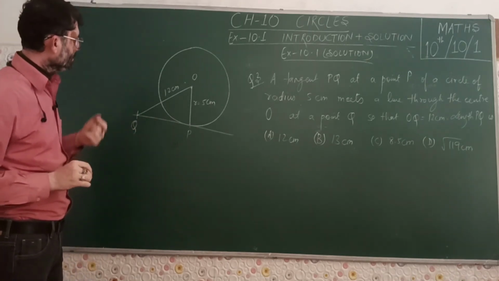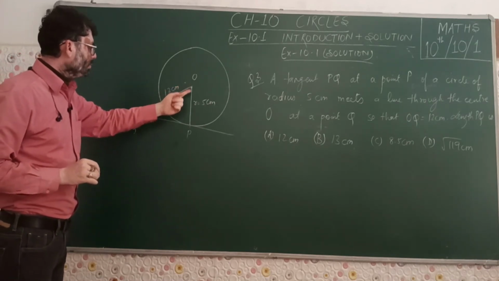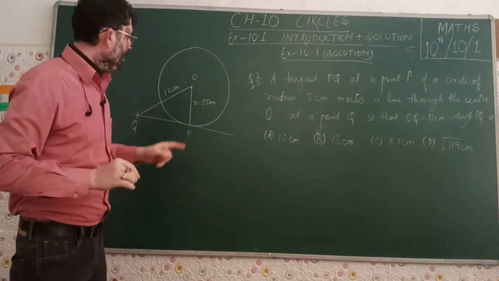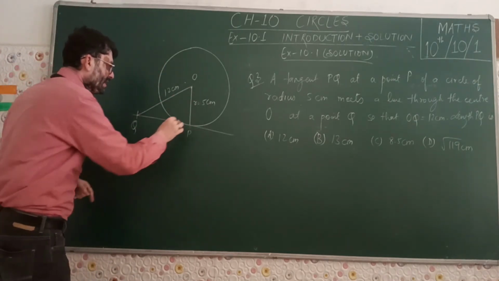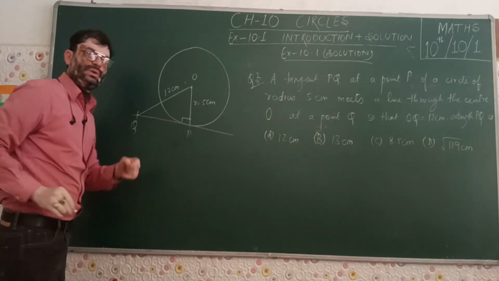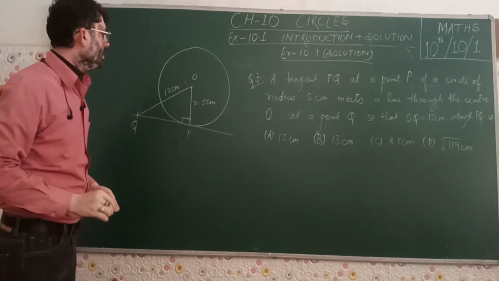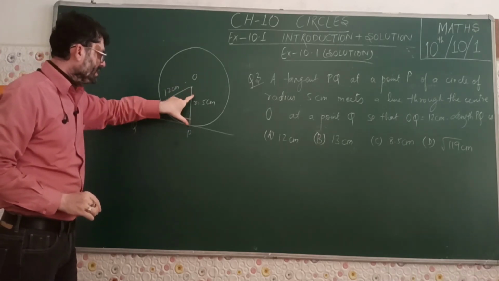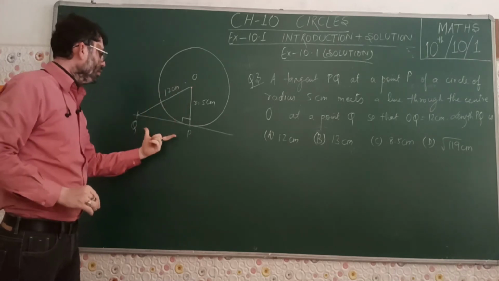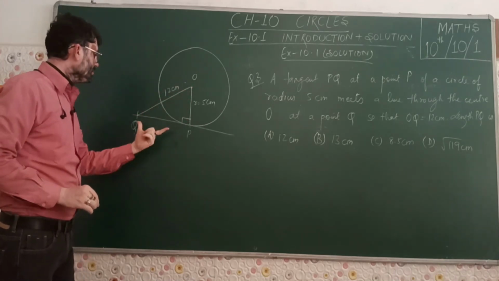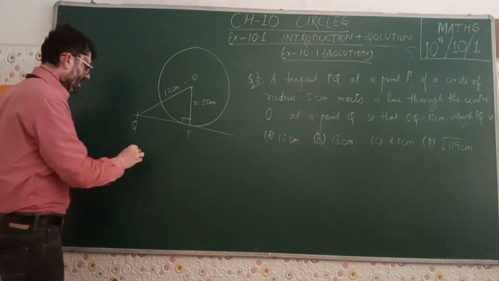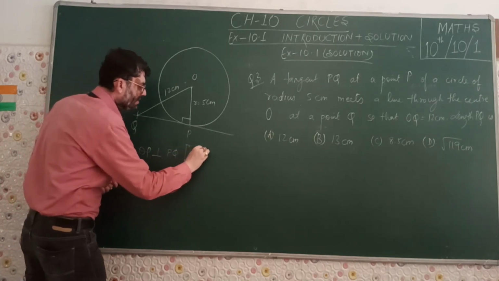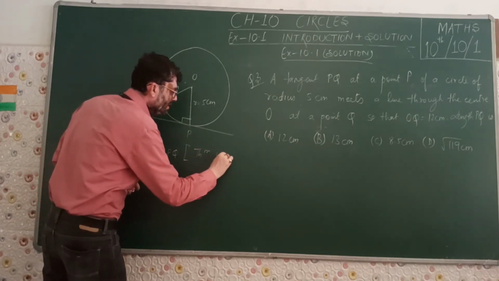Now before solving this, we see a triangle is formed, OPQ, and as per our theorem of 10.1, the radius and the tangent are perpendicular to each other. We have just proved the theorem that OP is the shortest distance of the point O to the tangent, and OP is perpendicular to PQ. We can write OP is perpendicular to PQ, that is by theorem. Just we have solved 10.1.